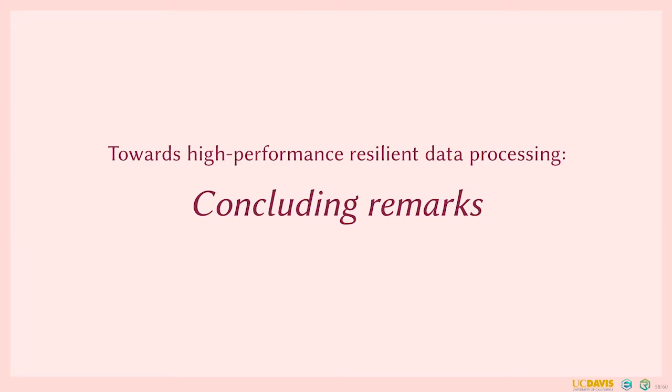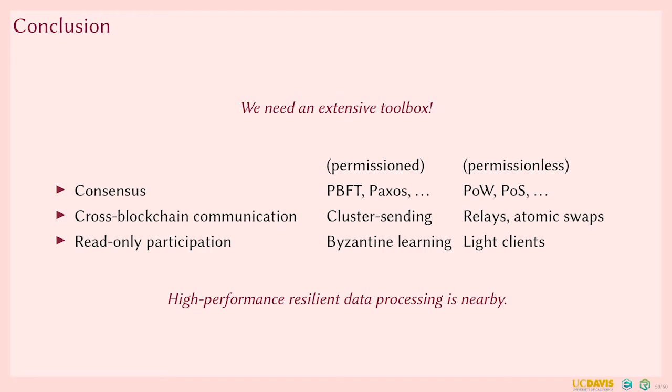So I've provided an introduction on permissioned blockchains and how permissioned blockchains can be used to provide high performance resilience. Let's look at some concluding remarks. What we've seen is that we need a very extensive toolbox to really get resilient data processing with high performance. And one of the main tools we already have is consensus, and in permissioned systems this is provided by PBFT or by Paxos. And in permissionless systems this is primarily proof of work, but we also need more.